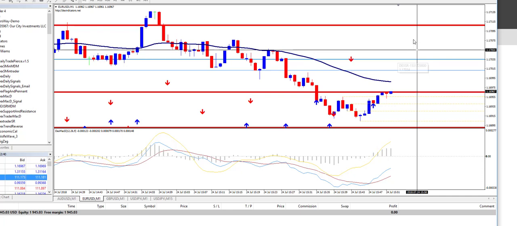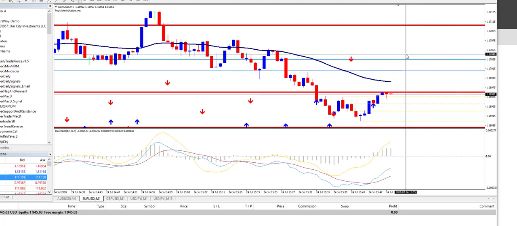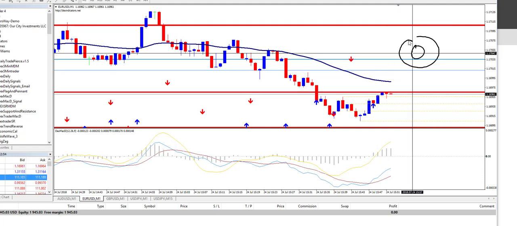Accuracy, let me tell you what perfection is first. Perfection is drawing a perfect circle all the way around, which I did not do here, and hitting exactly in the middle. That's perfection. Accuracy is drawing a circle and hitting somewhere in your desired range, your desired range of accuracy.